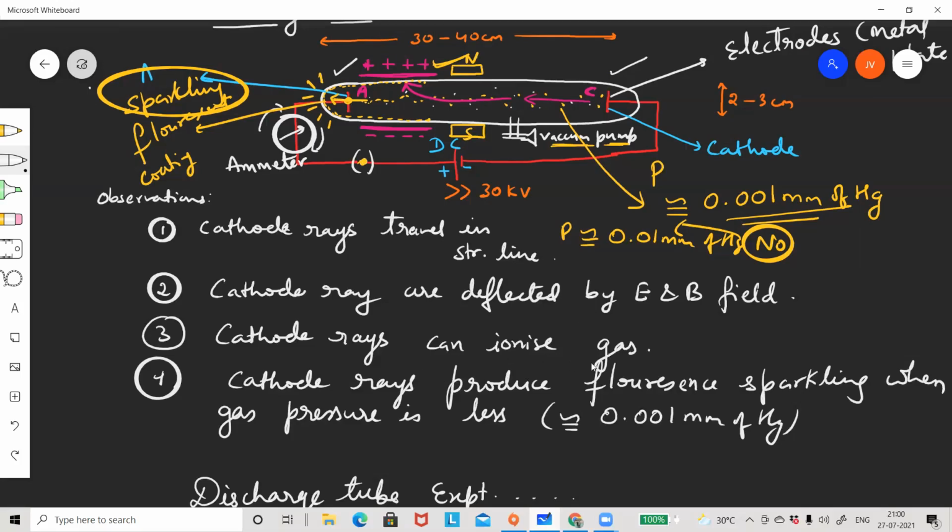Cathode rays can ionize gas. That is the third point that I wrote. How did anyone come to know that cathode rays can ionize a gas? Any gas is made of molecules. A molecule must be having a cation and an anion. It can ionize; it can separate those. How do we come to know? Very simple. In this discharge tube, the electrodes are at the far ends. Between them, some gas or air is there.